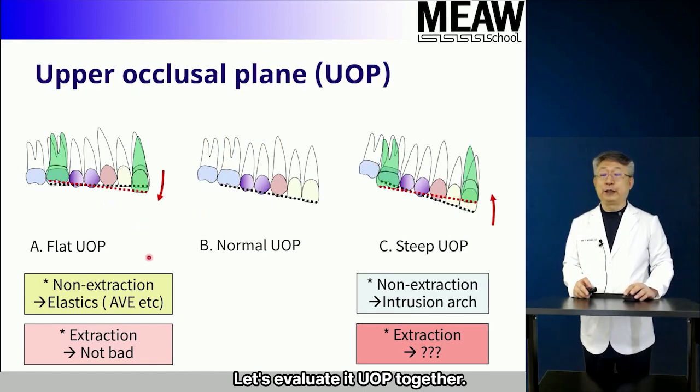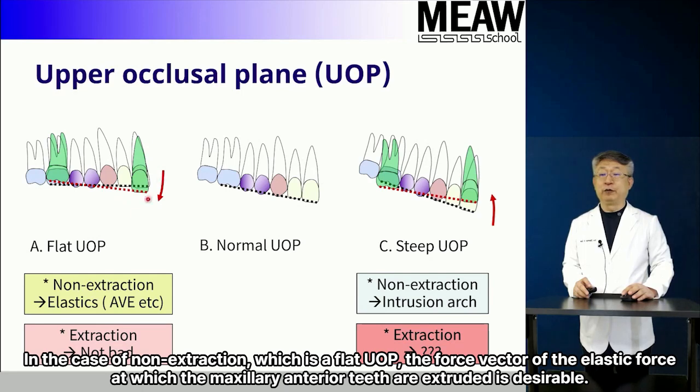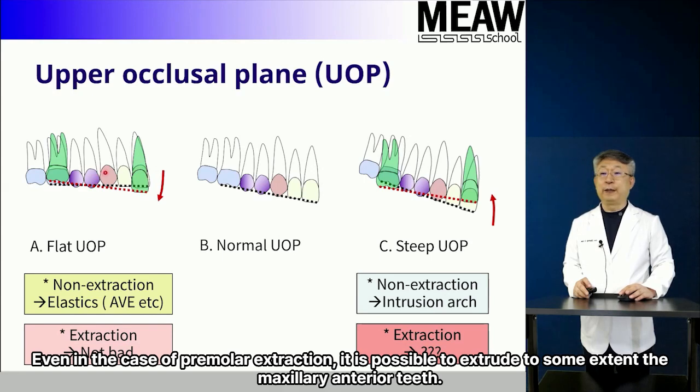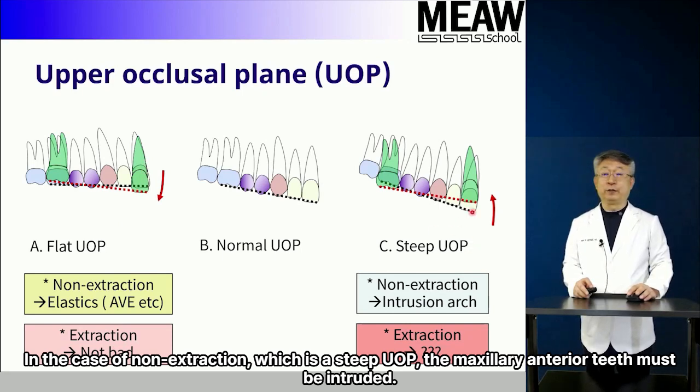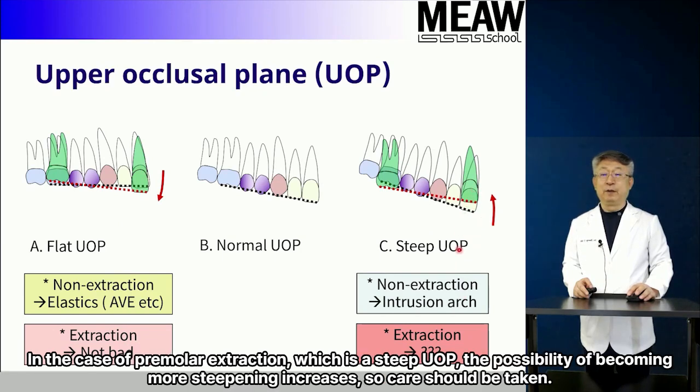Let's evaluate UOP together. In the case of non-extraction, which is a flat UOP, the force vector of the elastic force at which the maxillary anterior teeth are extruded is desirable. Even in the case of premolar extraction, it is possible to extrude to some extent the maxillary anterior teeth. In the case of non-extraction, which is a steep UOP, the maxillary anterior teeth must be intruded. In the case of premolar extraction, which is a steep UOP, the possibility of becoming more steepening increases, so care should be taken.